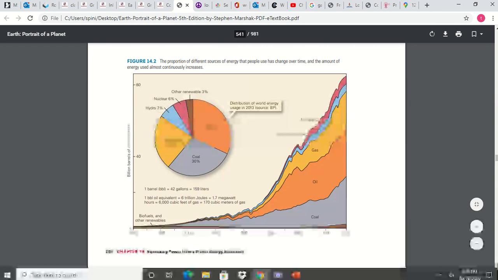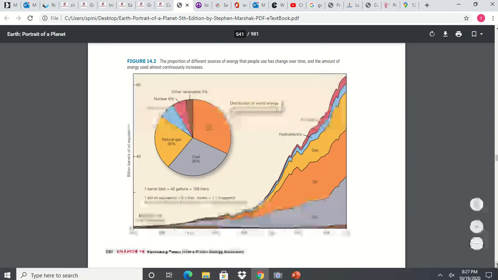Oil, we've been using for about the last 100 years and refining it into many different products, including plastic. Anything you've got that's plastic, the natural resource for plastic is oil. And then some of the renewable sources, such as hydropower and solar energy, things like that.